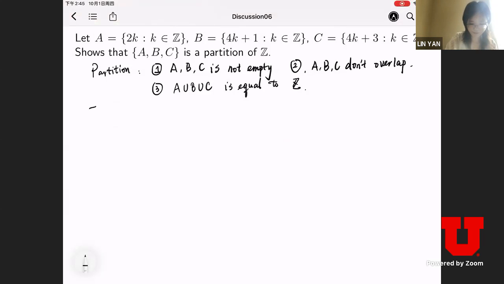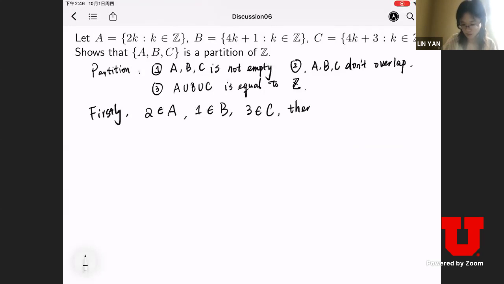The first step is simple. You can find 2 is an element of A, 1 is an element of B, and 3 is an element of C. Therefore, A, B, and C are not empty.